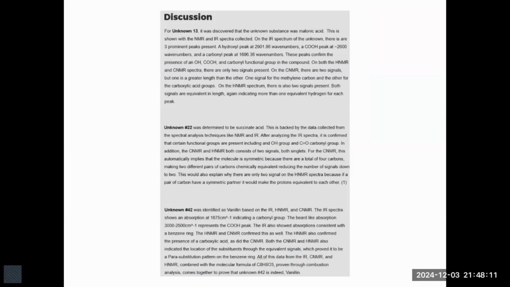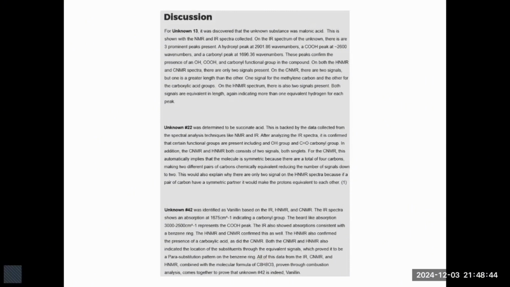For unknown 13, it was discovered that the unknown substance was malonic acid. This is shown with the NMR and IR spectra collected. On the IR spectra of the unknown, there are 3 prominent peaks present: a hydroxyl peak at 2900 wave numbers, a carboxylic acid peak at approximately 2600 wave numbers, and a carbonyl peak at 1696.36 wave numbers. These peaks confirm the presence of our functional groups of hydroxyl, carboxylic acid, and carbonyl groups.